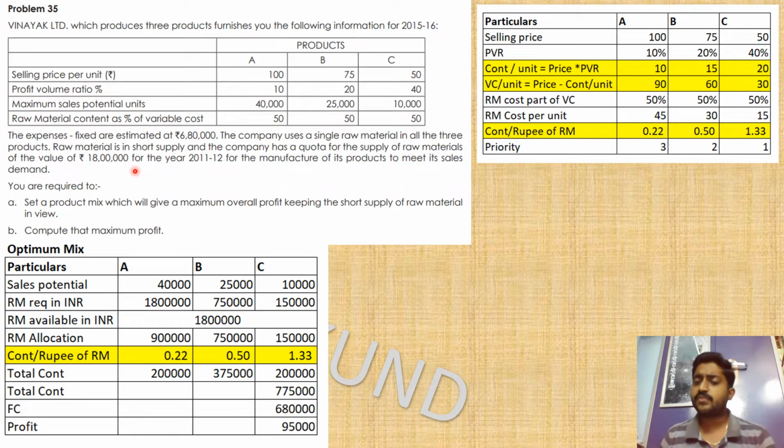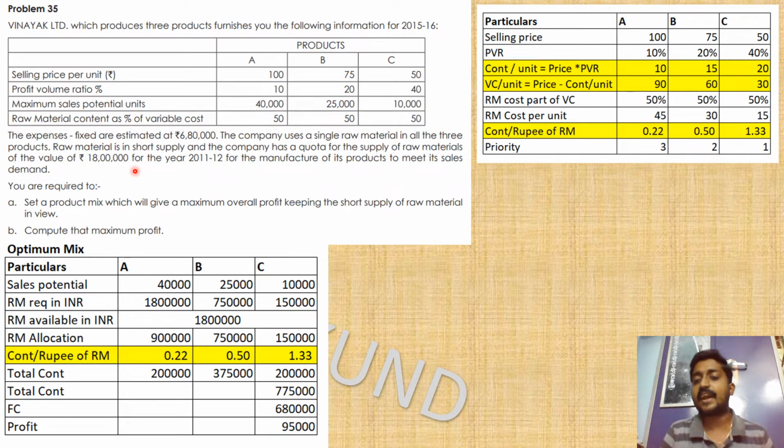So guys, we saw limiting factor type of problems. Machine hour is a limiting factor, or labor hour, or raw material is a limiting factor. We saw kg of raw material as the limiting factor. But here, for raw material, they have issued a contract to a supplier for 18 lakhs and that's it. They don't have any forecast of who is going to supply the raw material after that. So they are clueless about it. So 18 lakhs only they have.